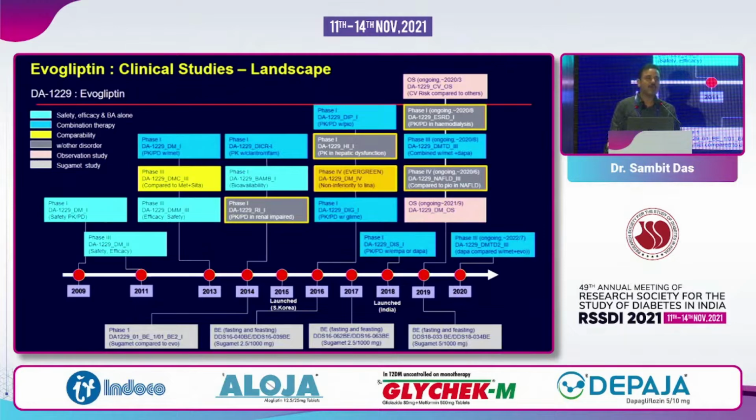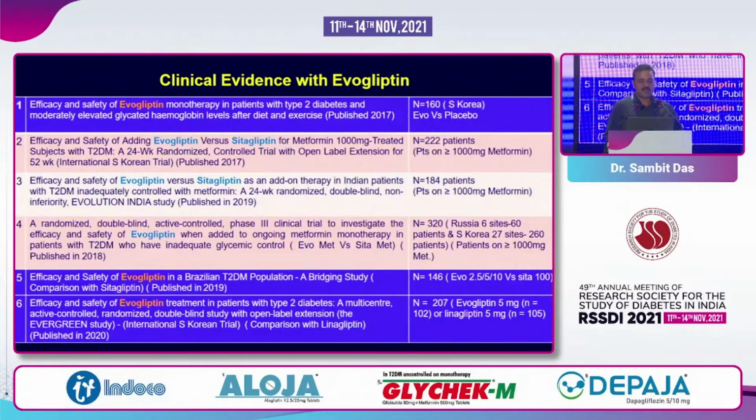And these are all the landscape of evidences which has been done with Evogliptin, and there are phase 1 dose finding studies, and then there are phase 2 studies, phase 3 studies, and then there are post-marketing trials also. So coming to the clinical evidences with Evogliptin as a monotherapy, we have good data on Evogliptin monotherapy in patients with type 2 diabetes who are drug naive versus placebo, and that was a Korean data.